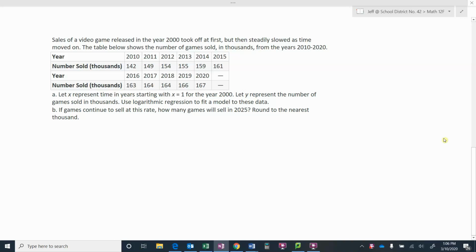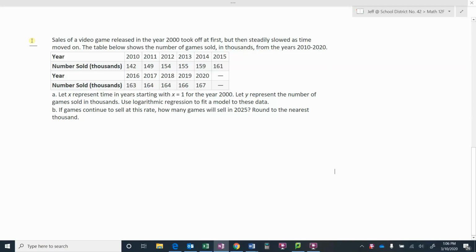So let's look at how we can use regression to come up with equations to represent data that we're given. We're going to do a log regression in this video. But first of all, let's look at the information we're given here.